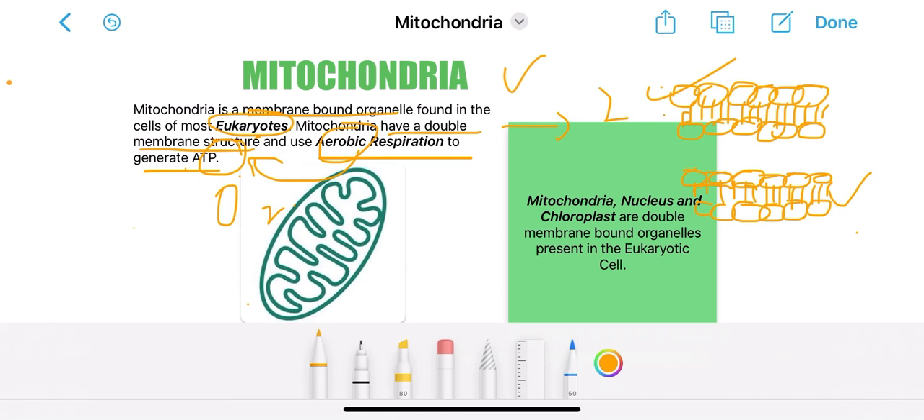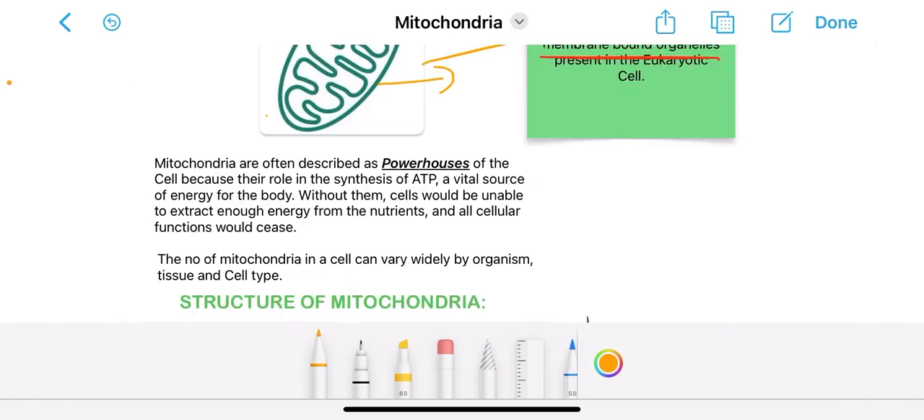Now in this picture we can see it is basically a rod shaped organelle that is condensed in the cytoplasm of the cell. Now there is an additional point that we need to remember: mitochondria, nucleus and the chloroplast that is present in the plant cell, these are all double membrane bounded organelles. These are the organelles that contain a double membrane around them. Mitochondria are often described as the powerhouse of the cell.